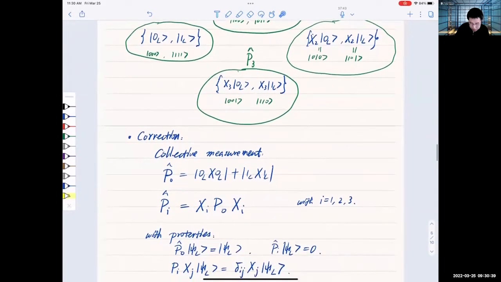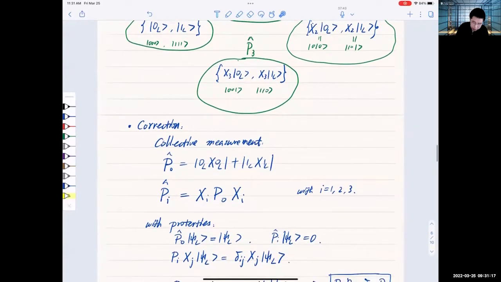Now, a basic property: the projection onto the logical space should preserve the logical state. So when it acts on the logical state psi logical, it should give you psi logical. However, if you apply a projection onto an error space, we know that the logical states have no overlap with those subspaces. Therefore, when you apply a projection associated with the error space to the logical state, it will be 0. However, if you apply an error to your logical states that maps you to the j-th subspace, and then apply the projection onto the i-th space, this term will vanish unless i and j are equal. If i and j are equal, you preserve the original state; otherwise it is 0.